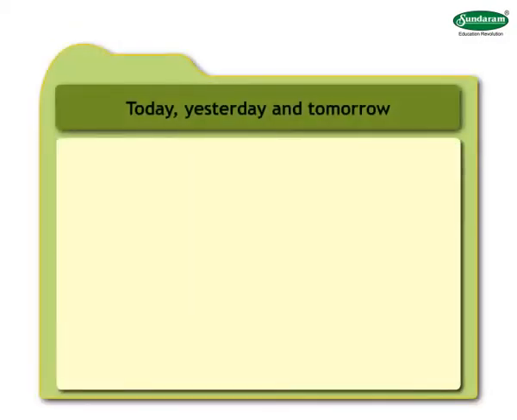Now, let's connect and relate the terms today, yesterday, and tomorrow with the days of a week. For this, you have to remember this table of days of week thoroughly in serial order and randomly also. Now, let's take a few examples.